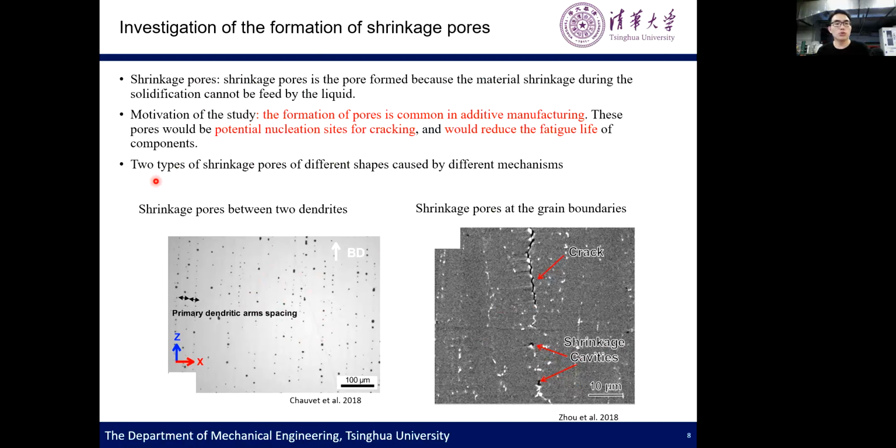We think there are two types of shrinkage pores, and they have different shapes and should be caused by different mechanisms. These two types are shown in these two figures. The first one is shrinkage pores between two dendrites. These dendrites have no misorientation. However, the second one is shrinkage pores at the grain boundaries. The grain boundary is usually the interdendritic region of dendrites with different orientations. This means we have misorientation between dendrites.